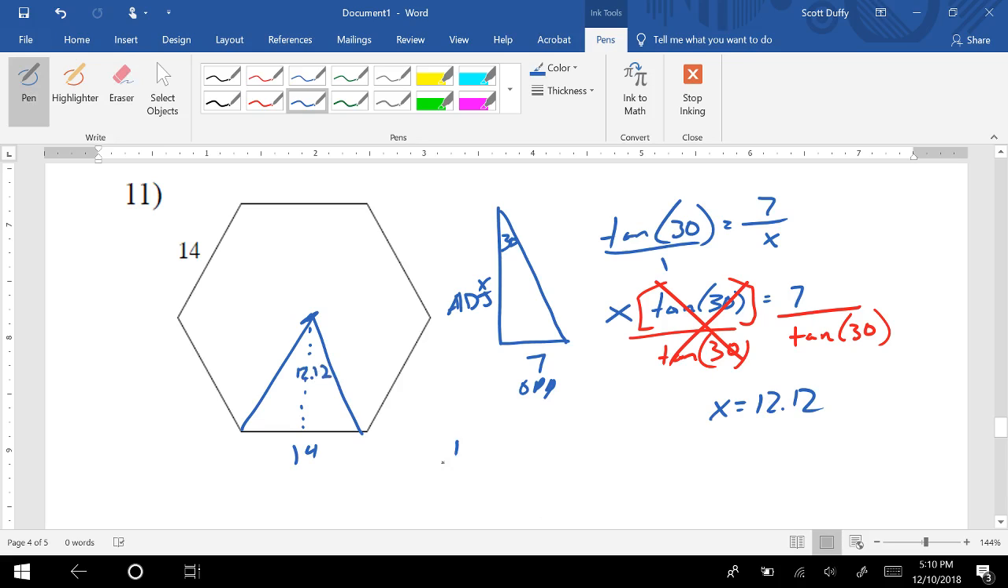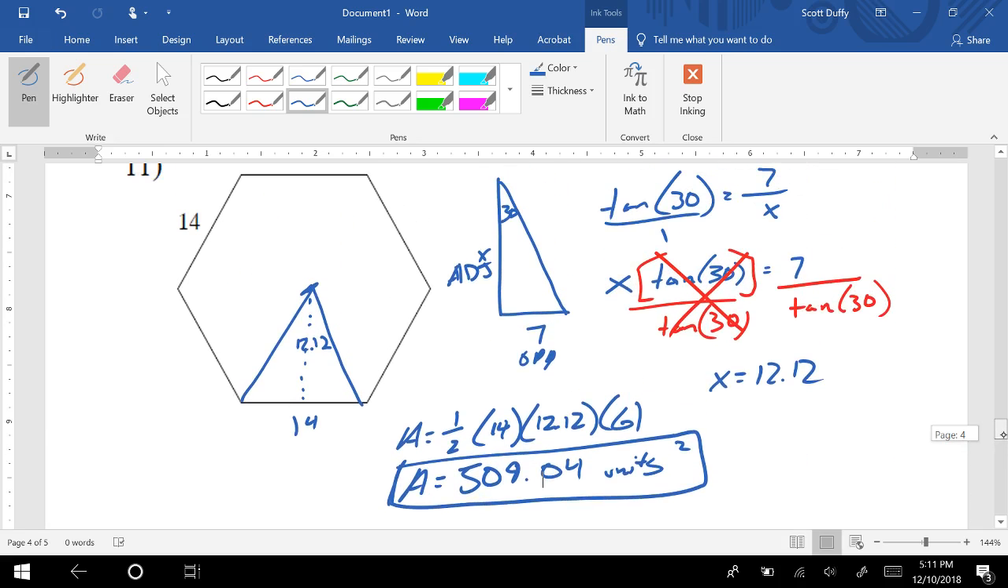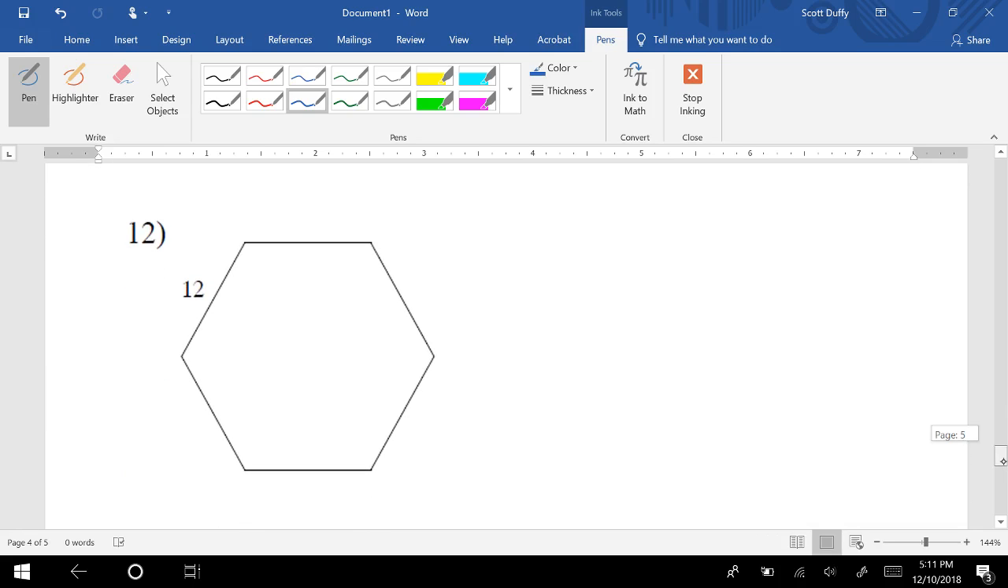So the area of one of those triangles is 1/2 times base of 14 times height of 12.12 times, how many are there? There's going to be 6. I get 509.04. One more going really quick.